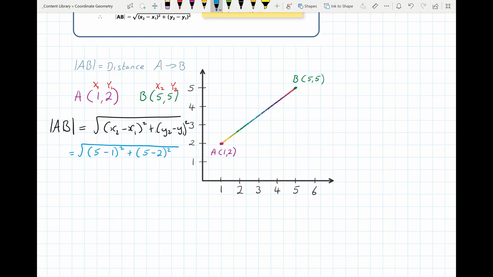Your calculator will do that for you, but I'm going to do it out by hand so you can see what's happening. It's the square root of 4 to be squared plus 3 to be squared. So this will be the square root of 16 plus 9, the square root of 25, and what number multiplied by itself gives 25? Well, the answer will be 5. So the distance between A and B is 5 units.